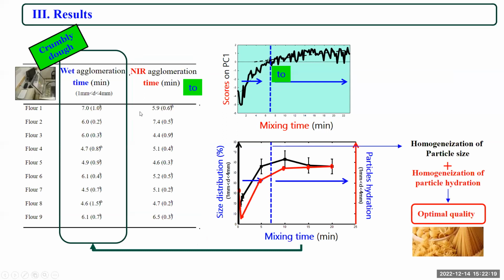We also made some reference measurements. Here we have an example for the crumbly dough. We have also measured the evolution of the size of the particles during the crumbly dough formation, and we identified that the time T0 that we identified after principal component analysis of the spectra is highly correlated with the size distribution of the different particles that we have in our mixer. So we have a strong link between the chemical information and the physical information that we extracted from our NIR spectra.